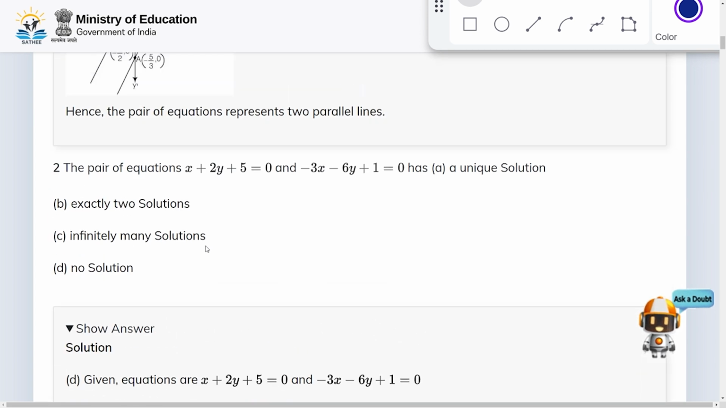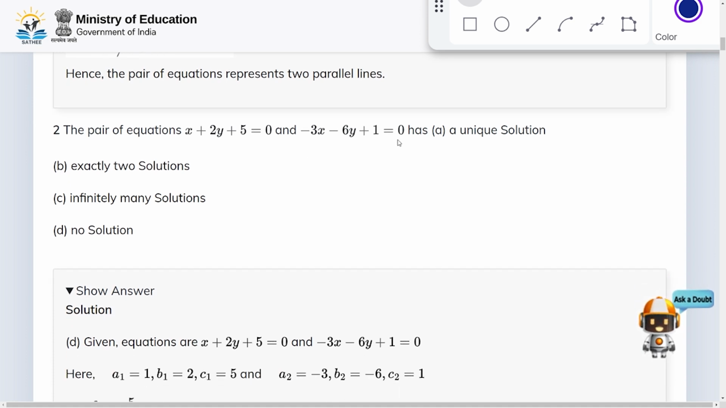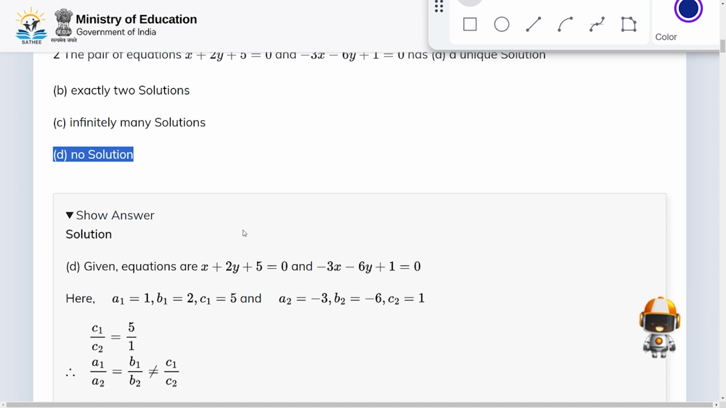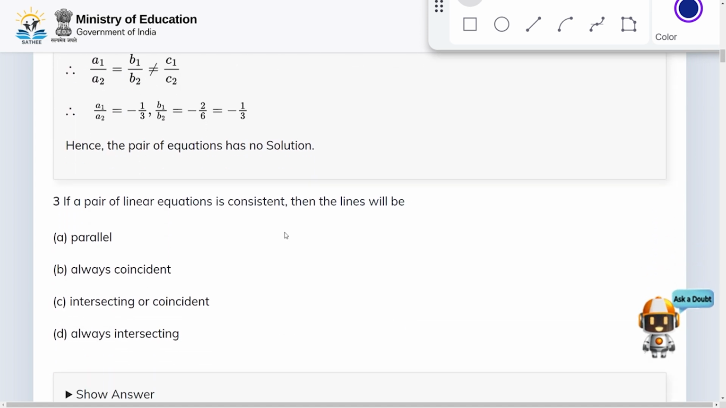So here in option D we have no solution. So the pair of equations x plus 2y plus 5 is equal to 0 and minus 3x minus 6y plus 1 is equal to 0 has no solution. Okay, so here option number D is the correct answer. Okay, so the correct answer is option number D. And now let us move to question number 3.